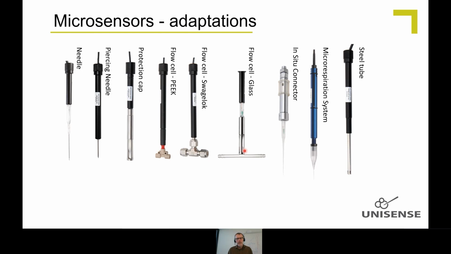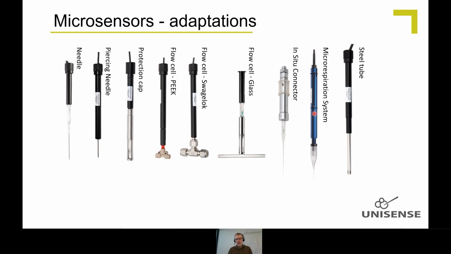We have 3 different types of flow cells. You can mount the system in a flow cell, or you can inject very small volumes of sample into a flow cell and measure from that. The in situ connector is the one that's used for the in situ instruments, so taking it to the deep sea, and with that one you can go to 6 kilometers water depth.